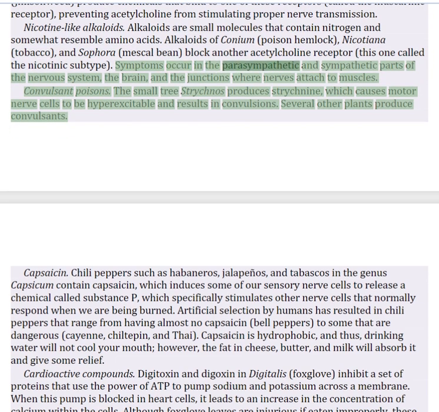Symptoms occur in the parasympathetic and sympathetic parts of the nervous system, the brain, and the junctions where nerves attach to muscles. Convulsant poisons. The small tree Strychnos produces strychnine, which causes motor nerve cells to be hyperexcitable and results in convulsions. Several other plants produce convulsants.